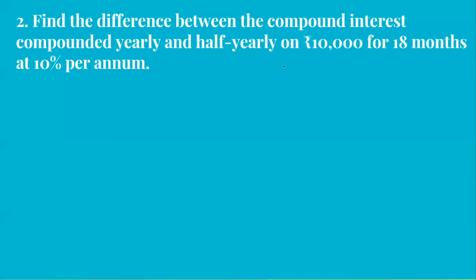Find the difference between the compound interest compounded yearly and half yearly on rupees 10,000 for 18 months at 10% per annum. So here the principal is rupees 10,000 and n is 18 months. To convert months into years, we divide by 12; dividing by 6, threes are 18 and twos are 12, we get 3 by 2, which is 1.5 years. Okay, which is 1.5 years.